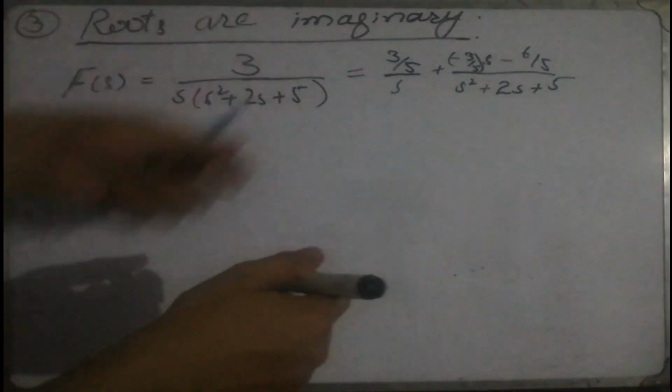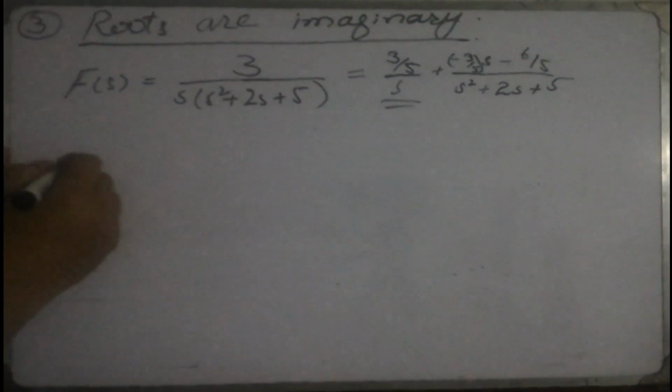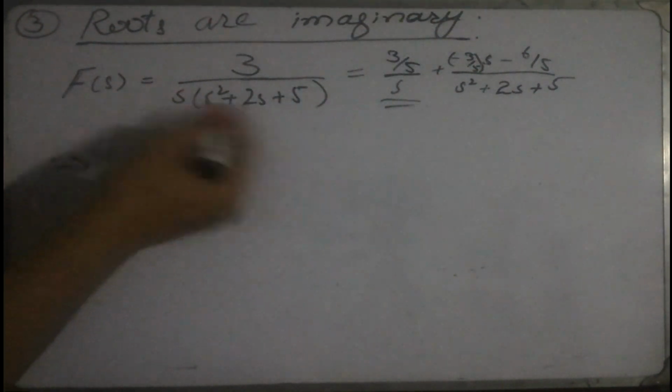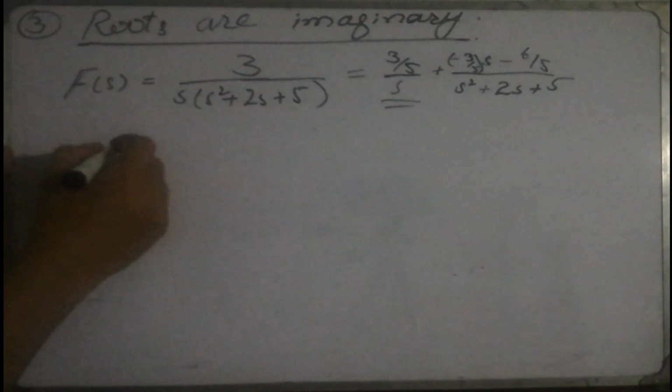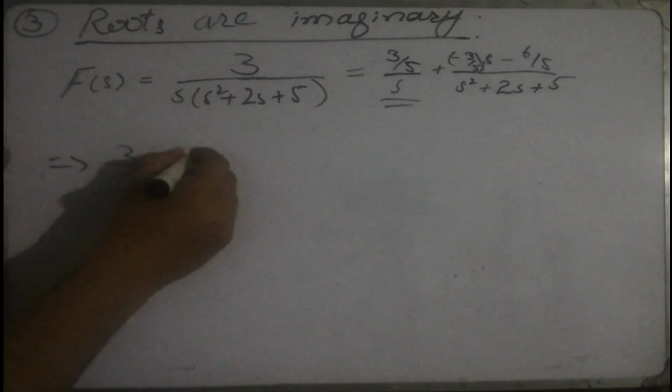Let's try to find out its transformation. Now for this term it will be the same. It is a constant divided by s, so it will be the Laplace transform of a unit step function. So for this term it will be 3 by 5 into the unit step function.